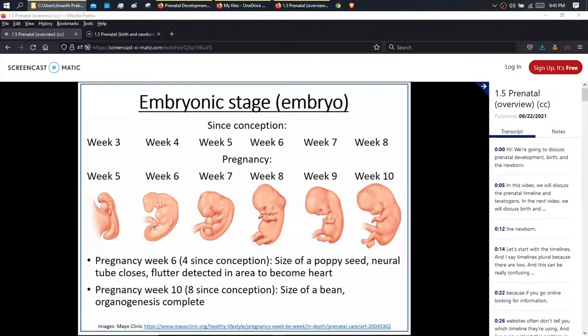So if you look at the image, what you see at week 4 of prenatal development, week 6 of pregnancy, is not a human-shaped organism yet, right? And this organism does not have a heart the way that we think of as hearts. So there's a tiny flutter that's detected, but the heart isn't fully formed, and it's definitely not fully functioning.